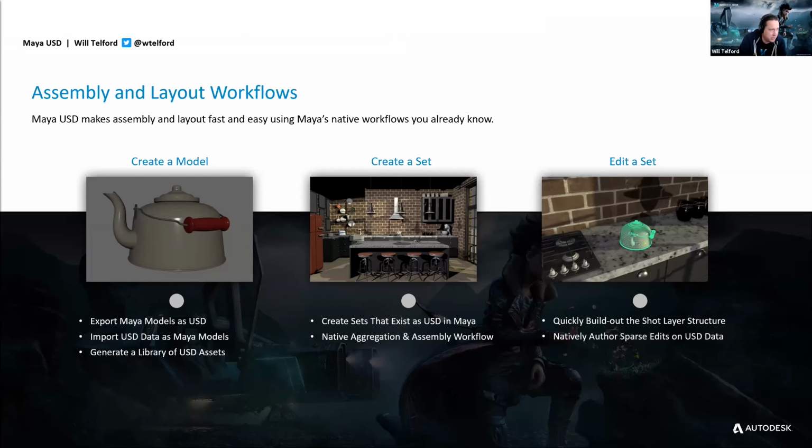So the first section of assembly and layout would be the ability to create a model, right? You want to be able to work like you always have in Maya. You want to generate models from your modeling department, and you want to write those out, but you want to create a library of USD assets. So you want to be able to take a Maya model, and you want to be able to convert it to USD data on disk that can be consumed by your pipeline. So that's the creating a model phase, and we'll go into that.